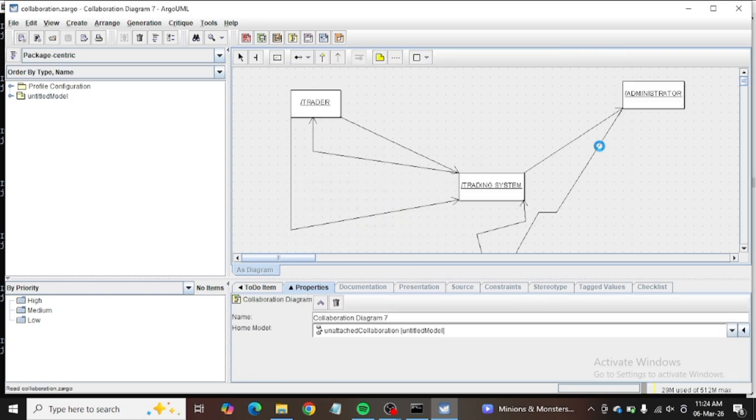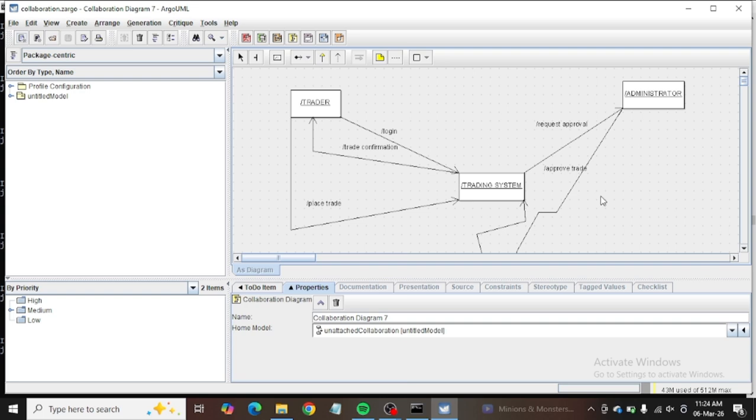This diagram represents the collaboration diagram of the foreign trading system. A collaboration diagram shows how different objects in the system interact and communicate with each other to complete a process. In the system, the main participants are the trader, administrator, and the trading system. First, the trader logs into the trading system by entering valid credentials.